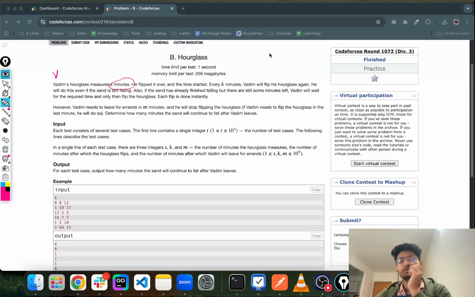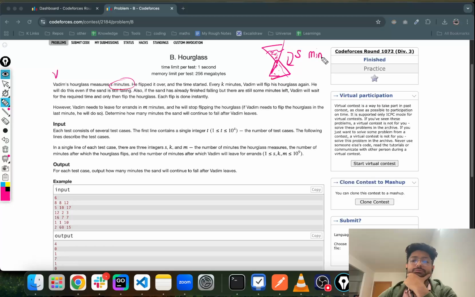So there's an hourglass, I hope you know hourglass like this. There is some sand here, and the sand goes from here to here, and that is the measurement of that hourglass. You put it like this, it goes like this, and it goes in S minutes, which means that it completely goes from here to here in S minutes. Cool. So now he flipped it over, and the time started.